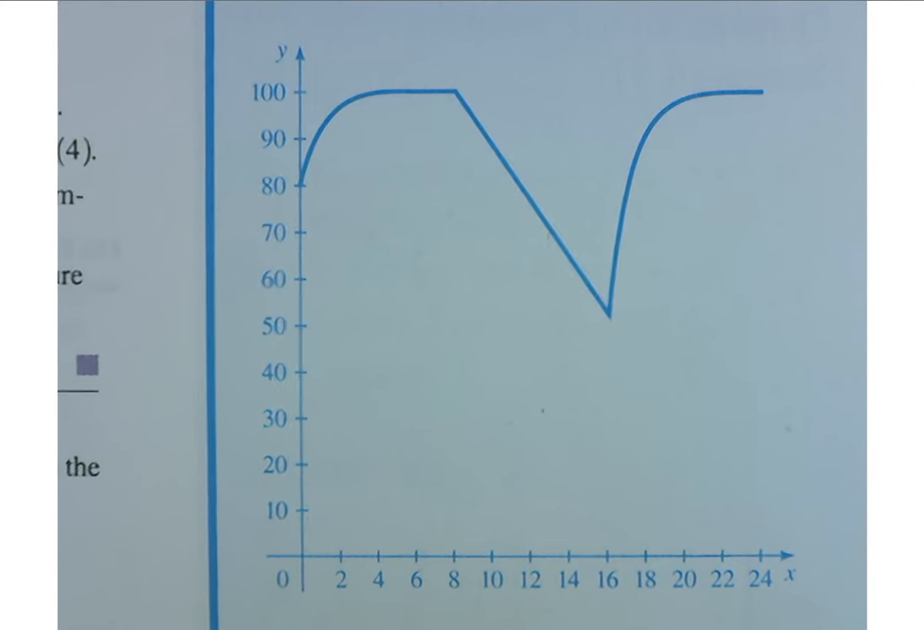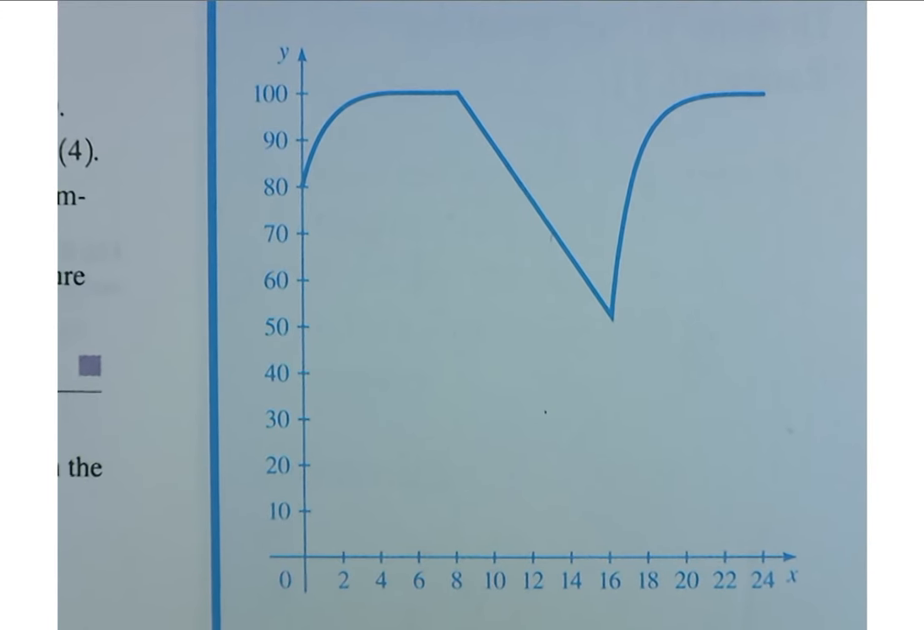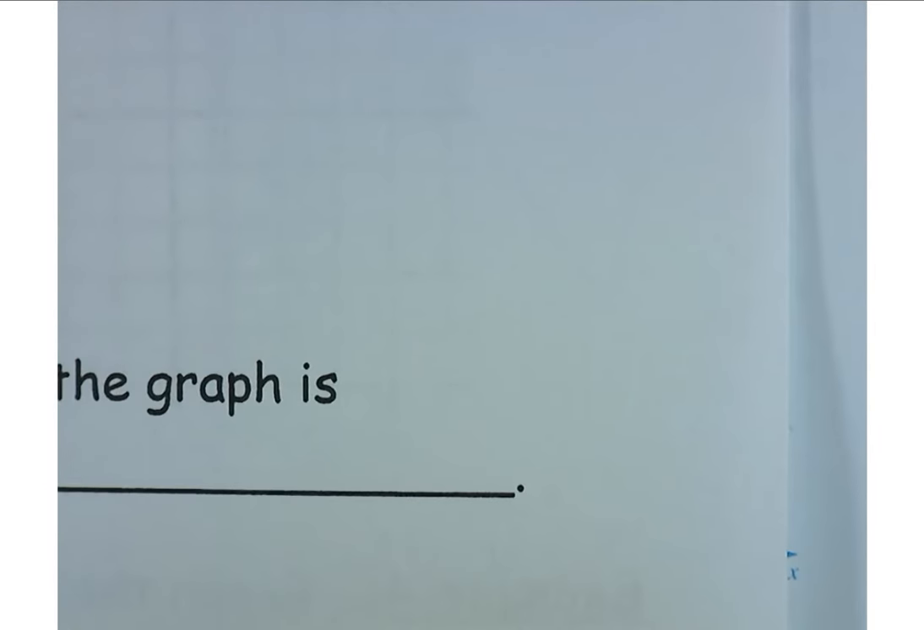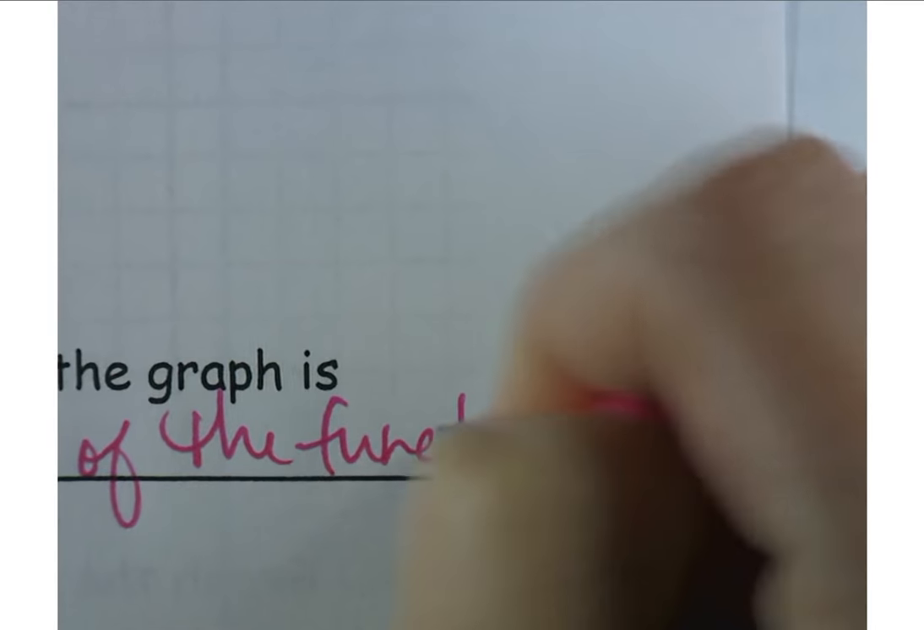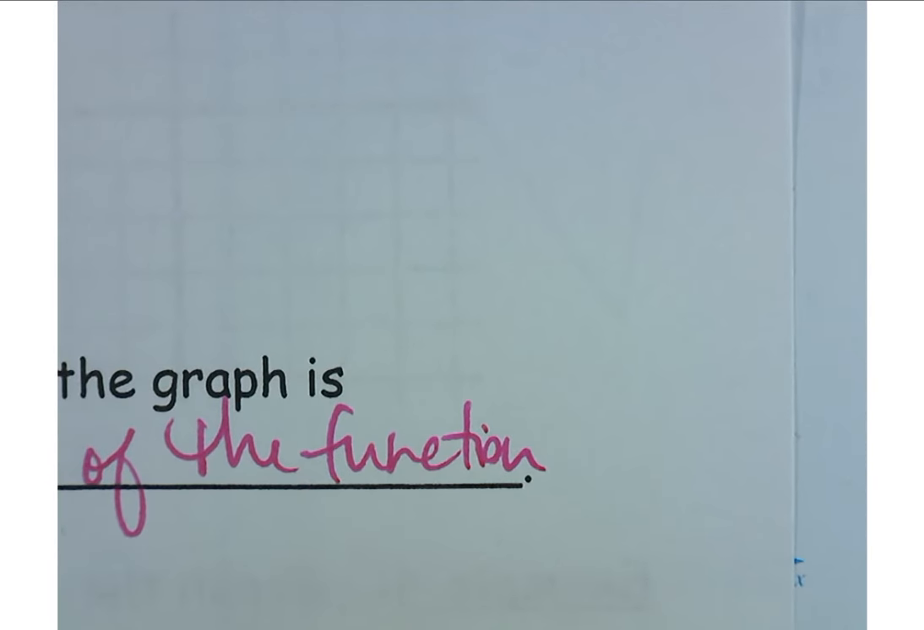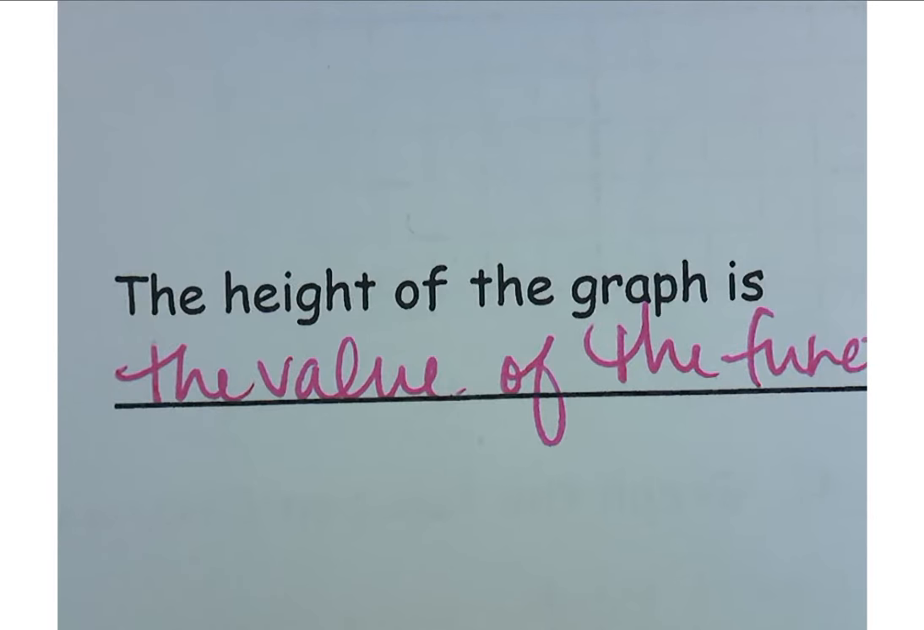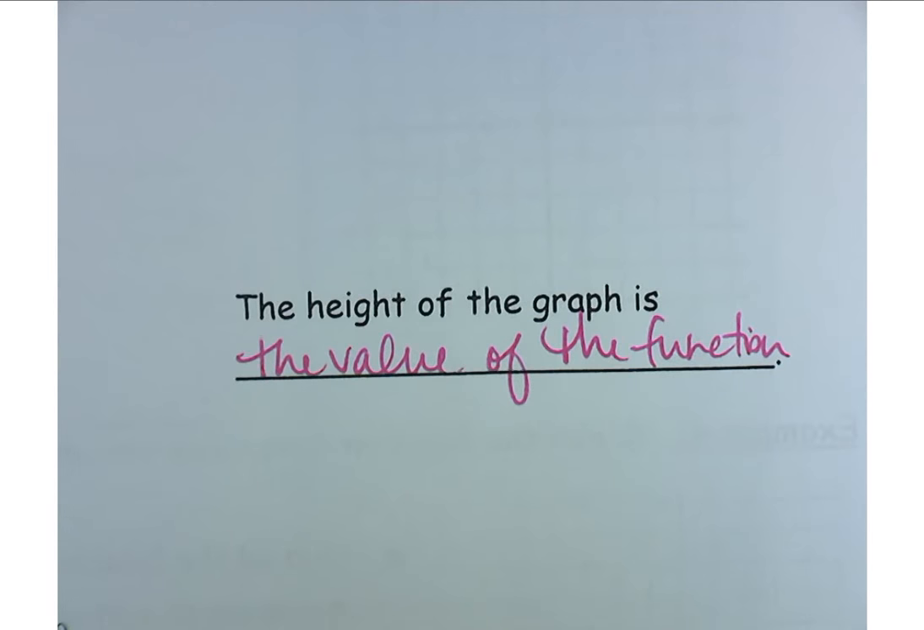All right, so for part A, it says we have to find P of 0, P of 9, P of 12, P of 17. The height of the graph is going to be the value of the function. And what that means is, if you're trying to find P of 0, you just have to look at the height of the graph when x is 0.